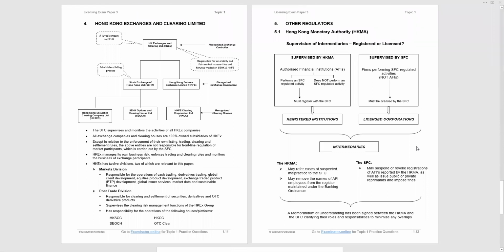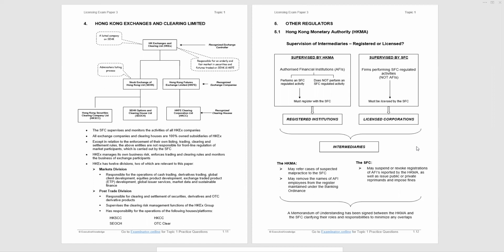Now, Hong Kong Exchange and Clearing Limited. It's worthwhile getting a grasp of the organization of this entity. At the top, we have the recognized exchange controller. That's the listed company, Hong Kong Exchanges and Clearing Limited. And that company owns the companies underneath it. On the left-hand side, we've got the Stock Exchange of Hong Kong, and underneath that we have 2 clearing houses, the Hong Kong Securities Clearing Company and the Stock Exchange of Hong Kong Options and Clearing House.